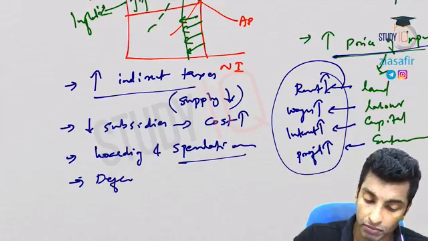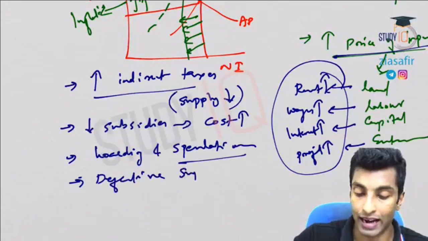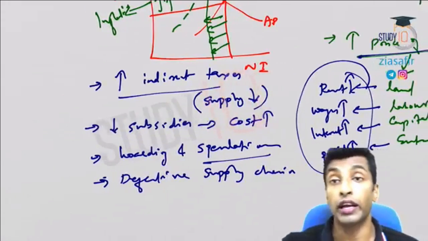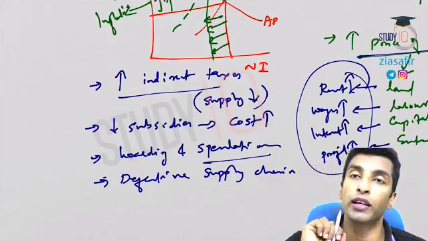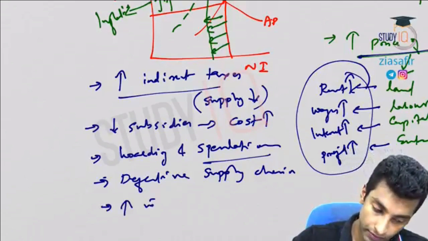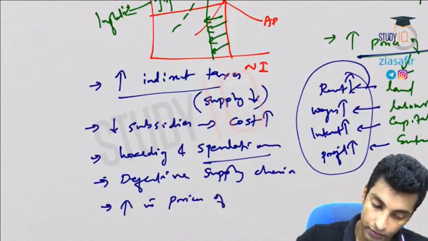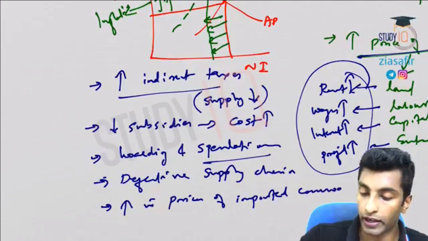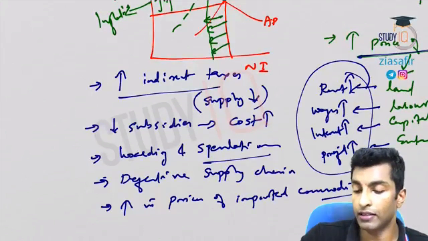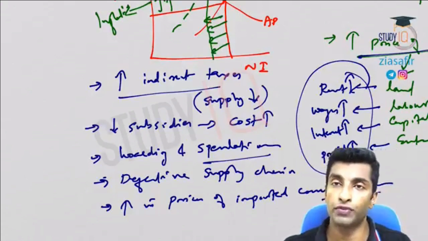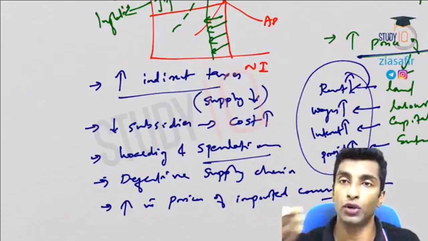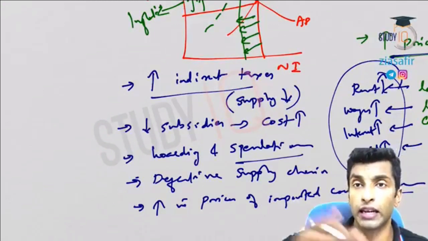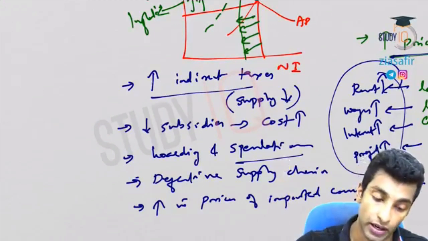Defective supply chain, yes, these are direct. Increase in prices of imported commodities, yes, like petrol and diesel, etc. Okay, what will happen? Their price will increase, automatically the associated prices will also increase, because cost of production is linked with that, right? Cost of production increases, supply will reduce.